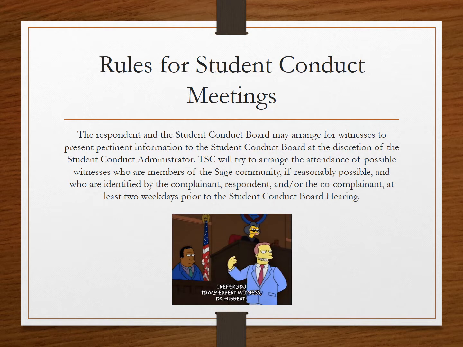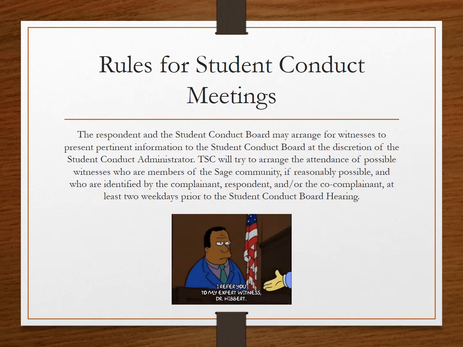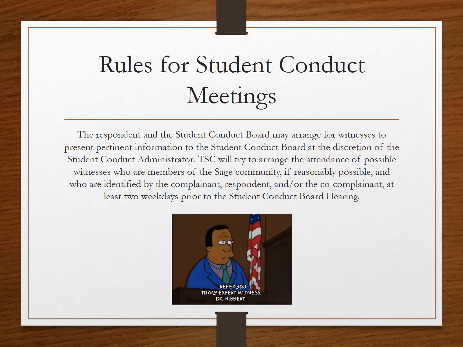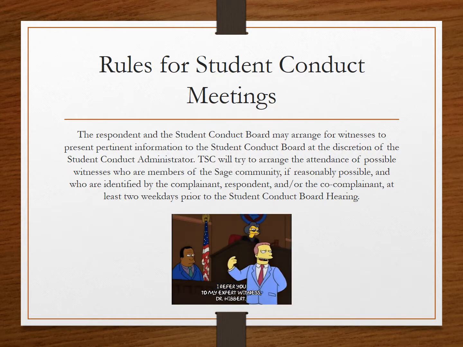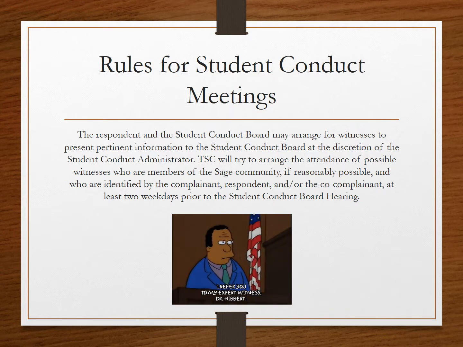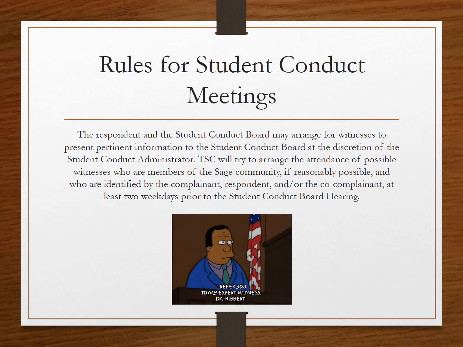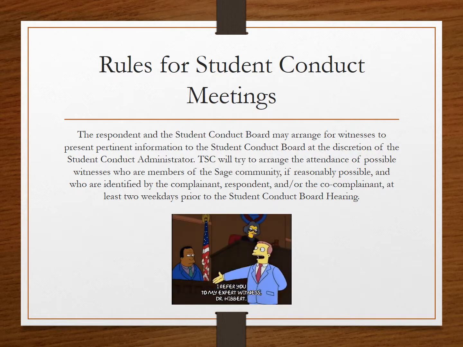The respondent and the Student Conduct Board may arrange for witnesses to present pertinent information to the board at the discretion of the Student Conduct Administrator. SAGE will try to arrange the attendance of possible witnesses who are members of the SAGE community, if reasonably possible, and who are identified by the complainant, respondent, and/or the co-complainant at least 2 weekdays prior to the board hearing. Witnesses will provide information to and answer questions from the Student Conduct Board. Questions may be suggested by the respondent, co-complainant, and/or complainant to be answered by each other and by the witnesses.